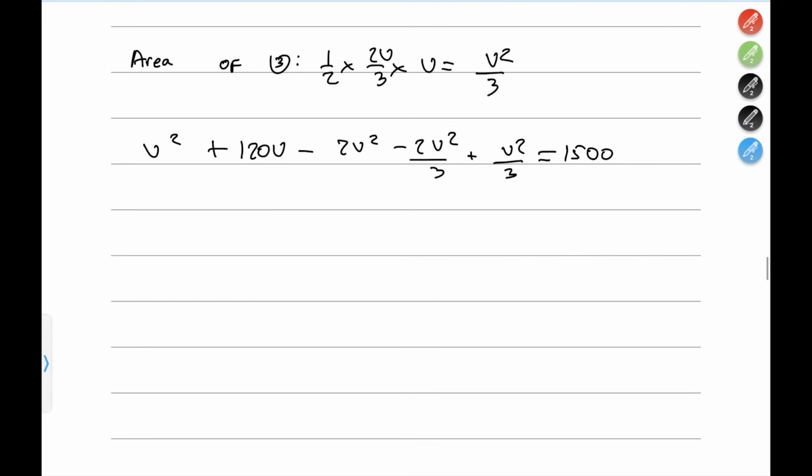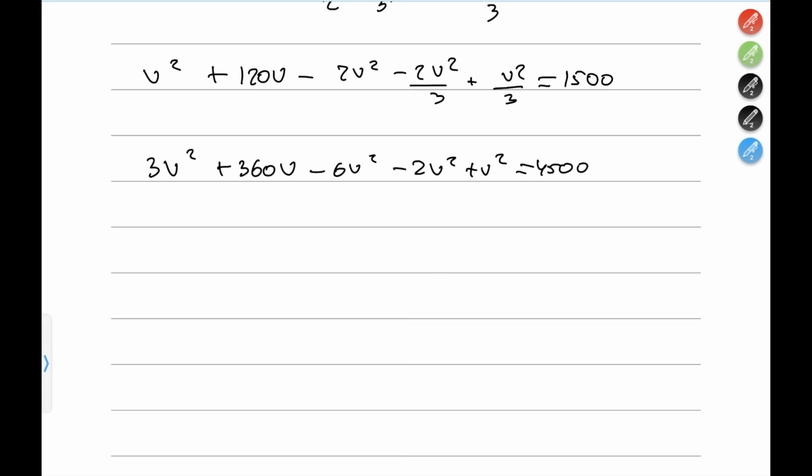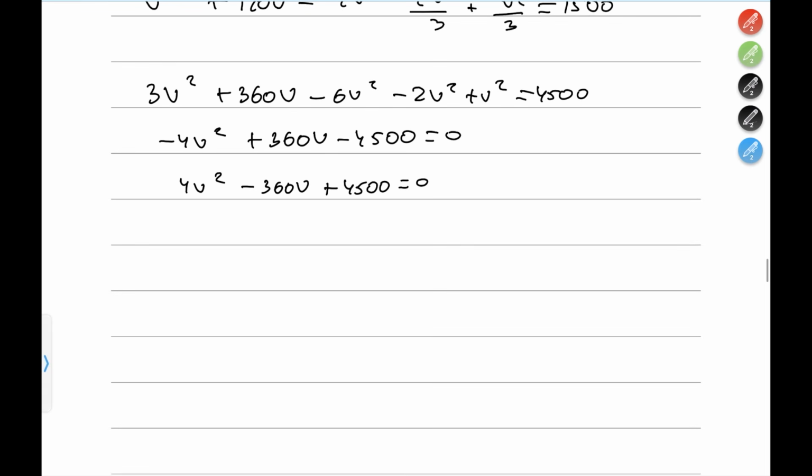So then we should get, if we do some simplifying, I'm going to multiply by 3 here because it'll be easier. So 3v squared plus 360v minus 6v squared minus 2v squared plus v squared equals 4500. So this gives us minus 4v squared plus 360v minus 4500 is equal to 0. So 4v squared minus 360v plus 4500 is equal to 0. And we can divide this by 4 to get v squared minus 90v plus 1125 is equal to 0.